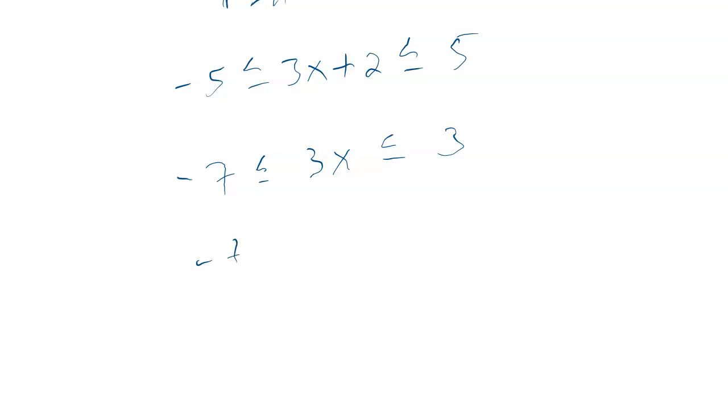So this is negative 7 thirds is less than or equal to x, which is less than or equal to 1. Now I have to write interval notation. So on the small side, this is negative 7 thirds, and on the other side, this is just 1. I'm going to double check my answer though. I don't want to mess up. Oh no, we're good.